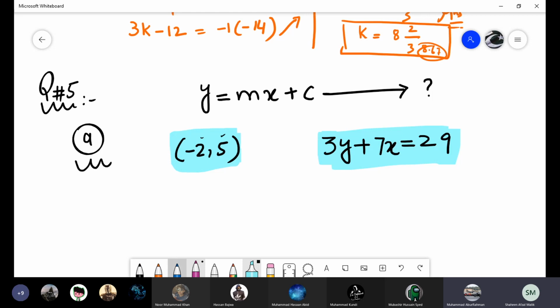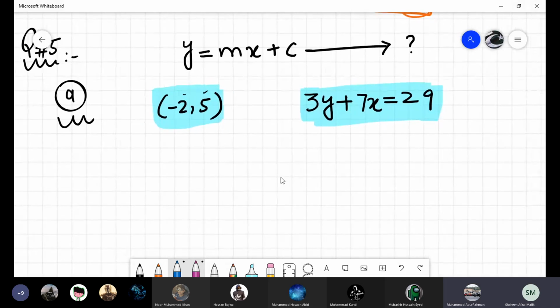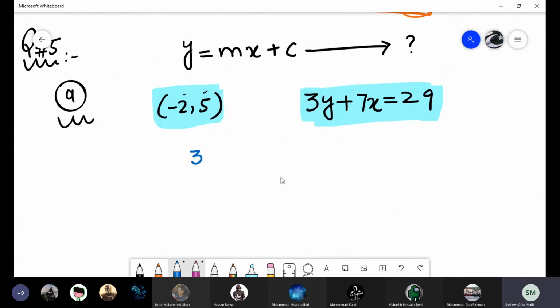Okay. So Abdul Rahman, do you want to solve the question? I will help you. Okay, ma'am. The question is, which equation is given to us? You have to continue from that.